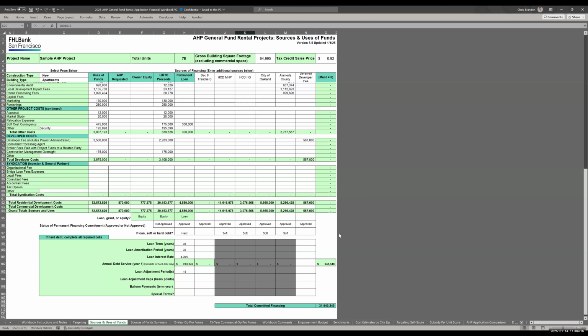Make sure the sources of financing figures reflected on the worksheet match the figures reflected in the submitted committed financing documentation. Discrepancies are a common occurrence and can result in a reduction in the amount of AHP requested. Note the total committed funds field. Please indicate whether the funds have been approved or not. Remember that the project must demonstrate a need for the entire amount of AHP funds requested.